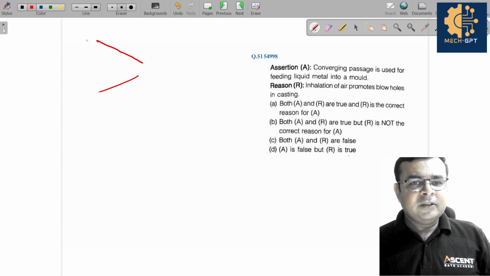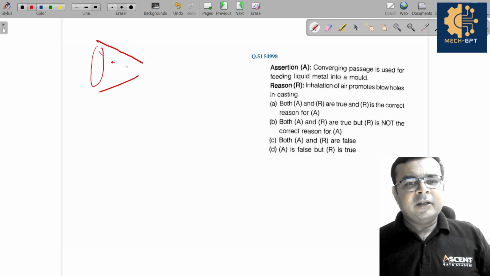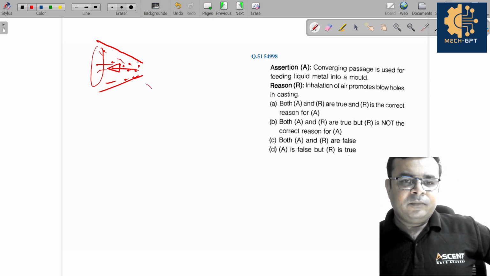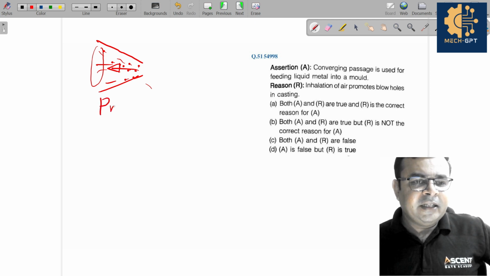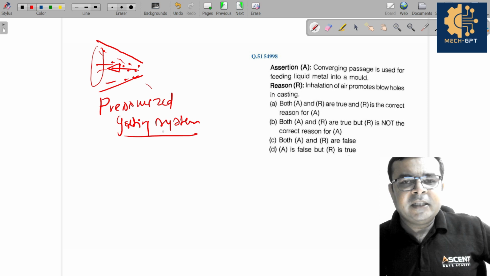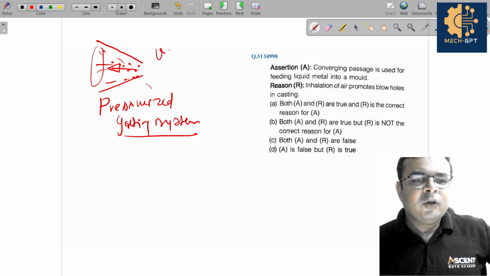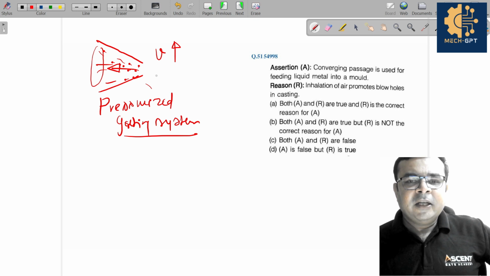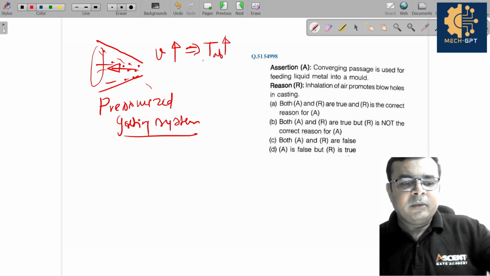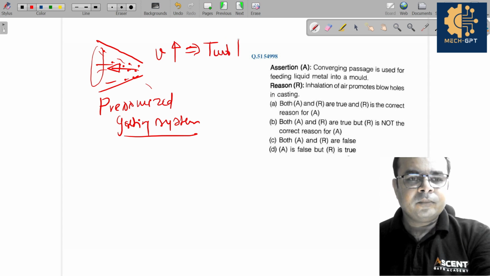In this case, obviously the runner is full of molten metal, and since at the entry the opening is very small, it will provide some back pressure. So this is called a pressurized gating system. Whenever we have a pressurized gating system, the velocity will increase. As the velocity of the molten material increases, the turbulence will also increase.